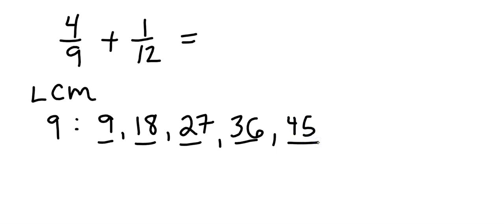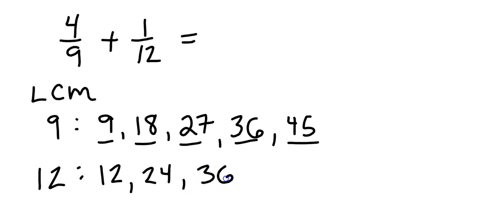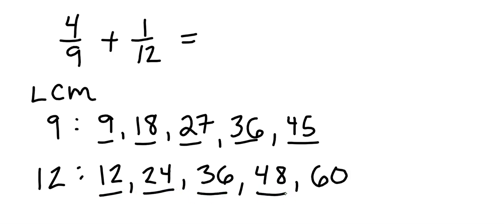So I just wrote out the first 5 multiples of 9, and now I'm going to write out the first 5 multiples of 12 and see if I see any matches. So it goes 12, 12 plus 12 is 24, 24 plus 12 gives me 36, 36 plus 12 is 48, 48 plus 12 is 60. If it's easier, you can also think of it as 12 times 1 is 12, 12 times 2 is 24, 12 times 3 is 36, 12 times 4 is 48, and 12 times 5 is 60.